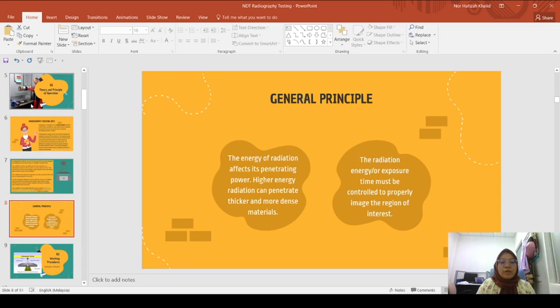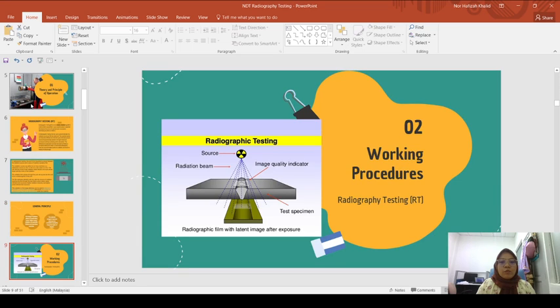General principle of radiography testing. The energy of radiation affects its penetrating power. Higher energy radiation can penetrate thicker and more dense material. The radiation energy or exposure time must be controlled to properly image the region of interest. Next one is working procedure in conducting radiography testing.